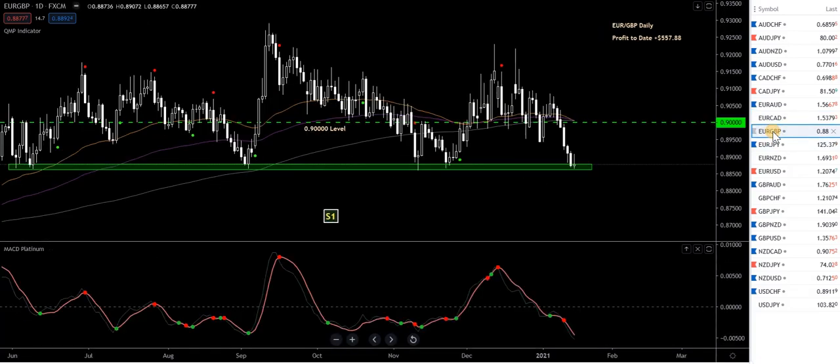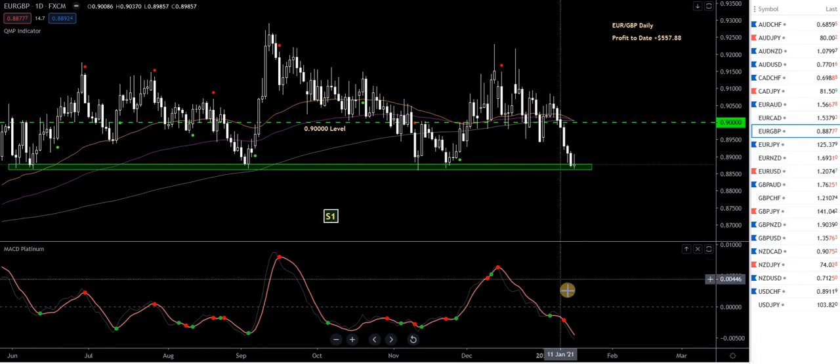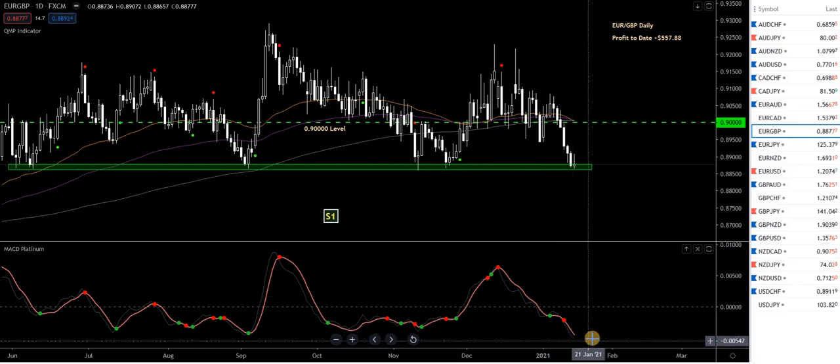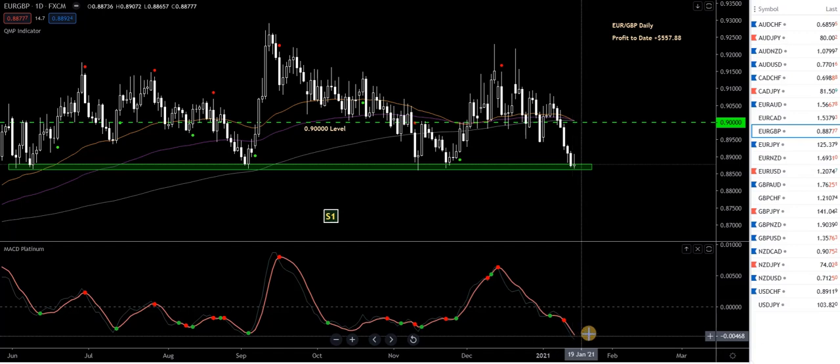Euro pound, no trades on at the moment. Made a few dollars on that. Again, it's coming to this big level. So support, support, support, support. Price action traders will be getting excited. For us, nothing yet until we get a buy signal. And MACD platinum's below the zero level, so waiting to go to the buy side.